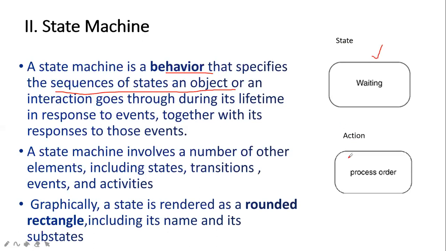Next action is going to be performed, that is, the order is being processed. So process order. This is how the complete lifetime has a sequence of events in response to other events that defines the state. These are graphically rendered in a rectangular box which is rounded at the corners. So these are the rounded rectangles and the name is written in them. These are the states which are going to change and which are triggered due to an event.